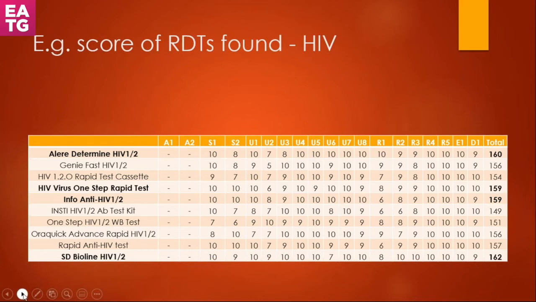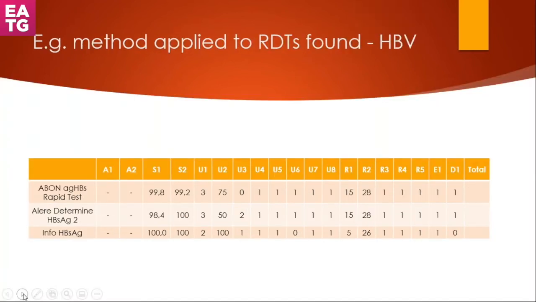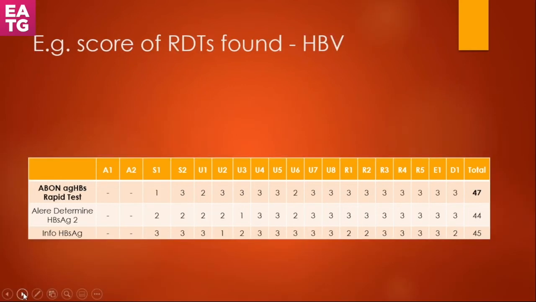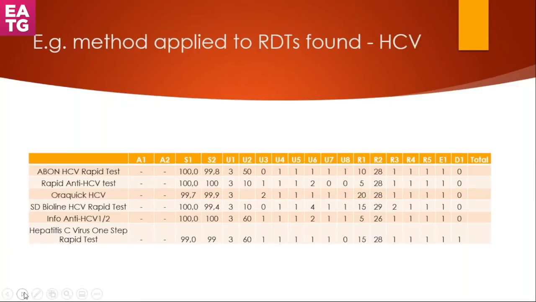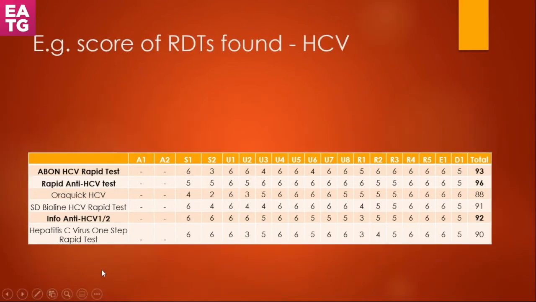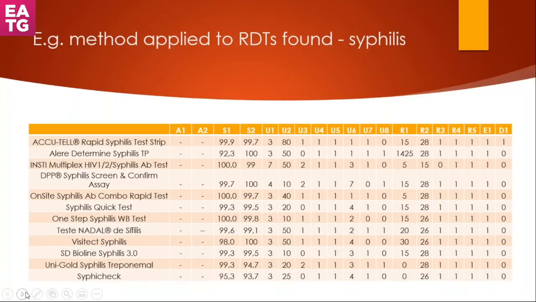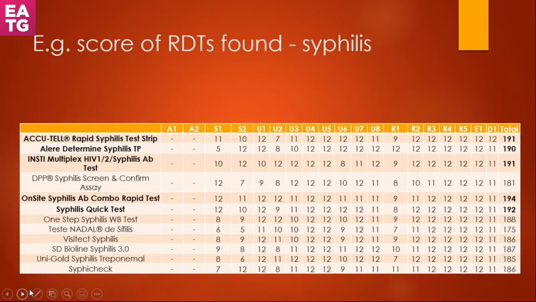Okay, this is another example. This time is for hepatitis B infection. This is the criteria applied, and this is the score given. As you can see, only 3 tests, so the score starts with 3 and goes up to 1. This is for hepatitis C. This is the criteria applied, and this is the score given. So 6 tests, so the first one starts at 6. And the last one is for syphilis, the criteria, the score given.